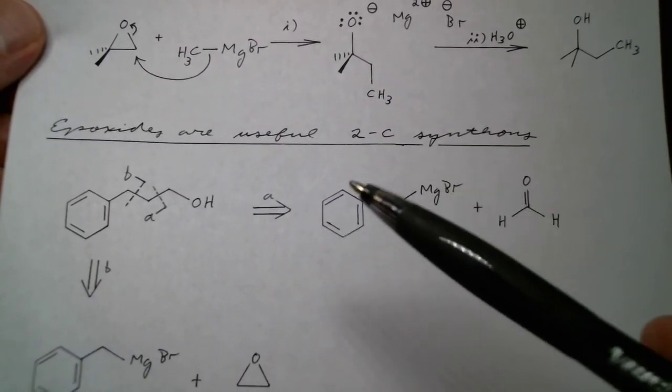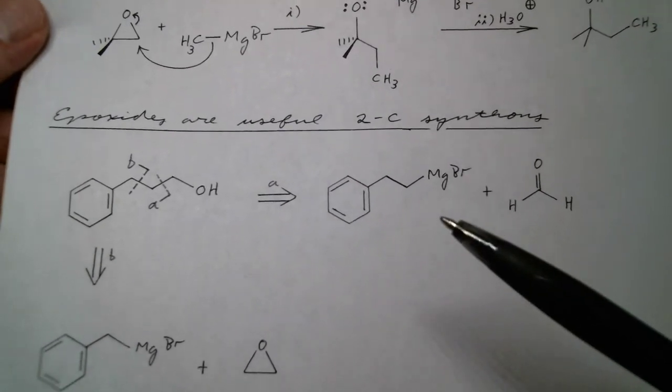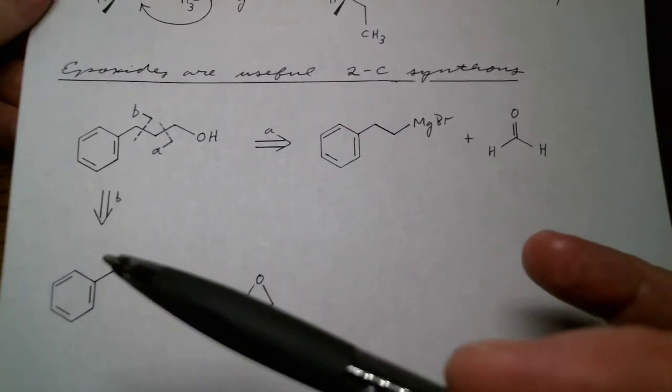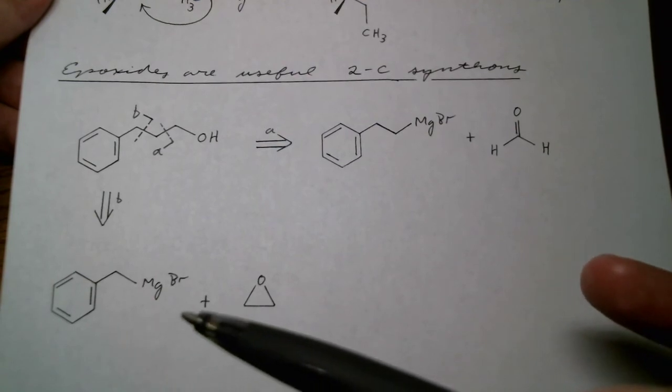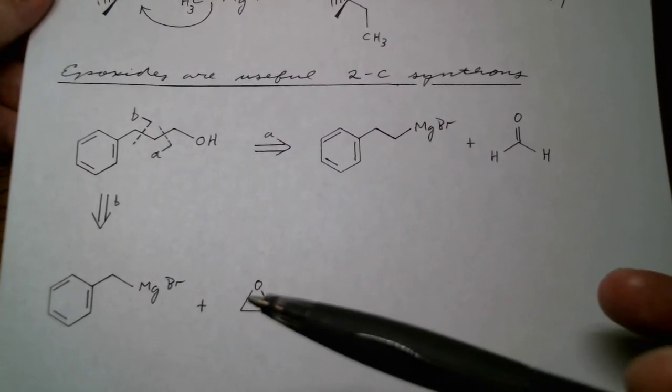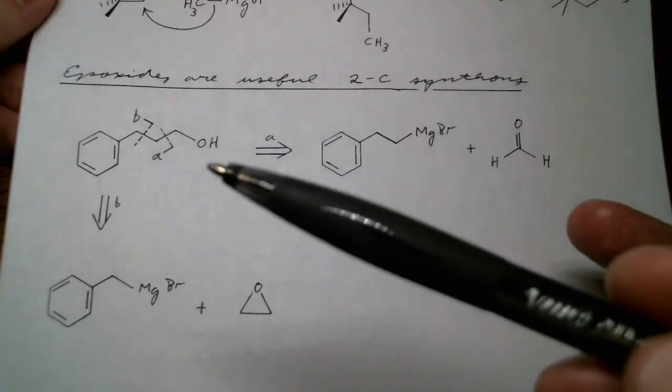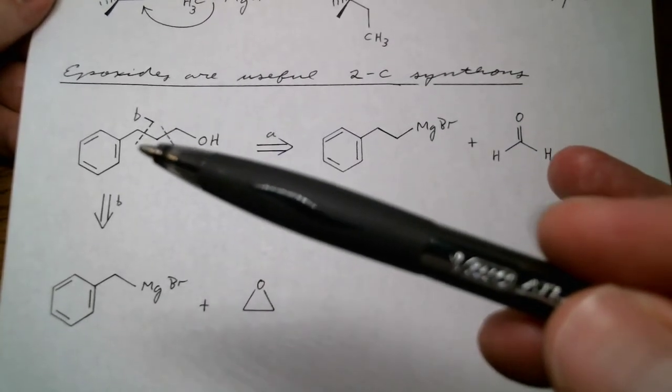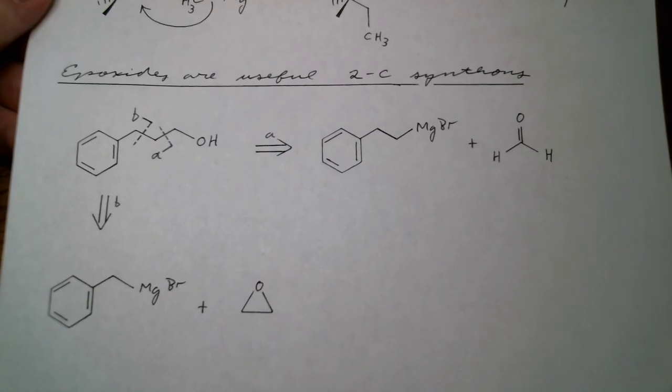This is kind of an unusual reagent. I couldn't necessarily buy this. Or we could simply use benzyl magnesium bromide and ethylene oxide. Both of these are commercially available. This would be a much easier route. So decision B would be the preferred route.